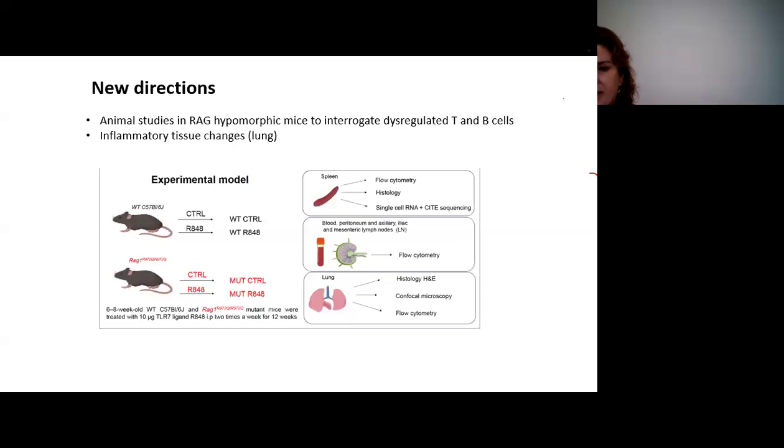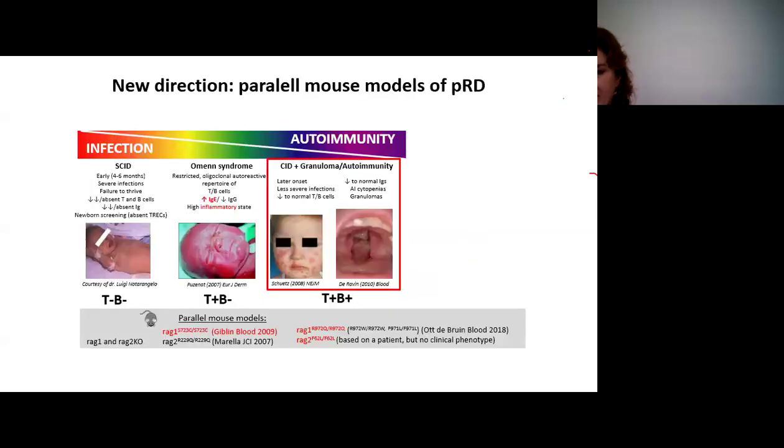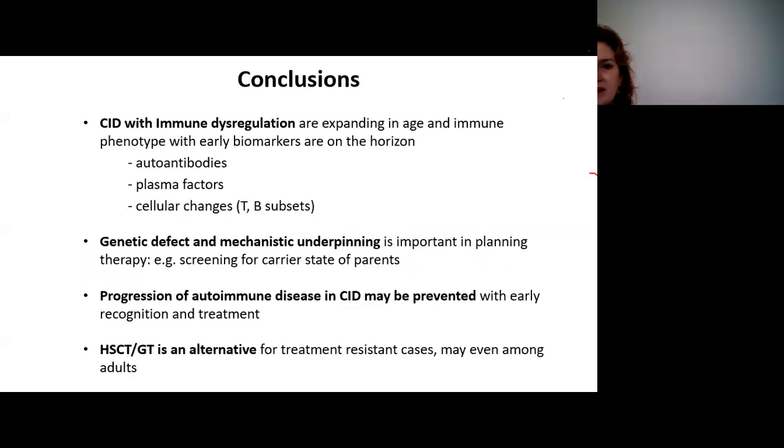And lastly, I do want to mention to you that we are fortunate to have a mouse model where we are looking into the same phenomenon, and we are trying to understand how, in an even more controlled setting in a mouse model, we can induce immune dysregulation. And these are the new directions.